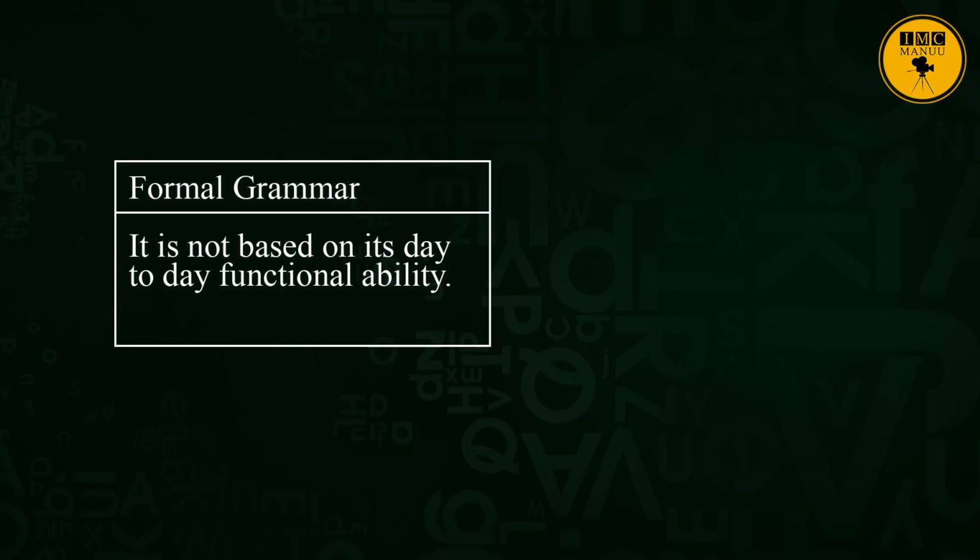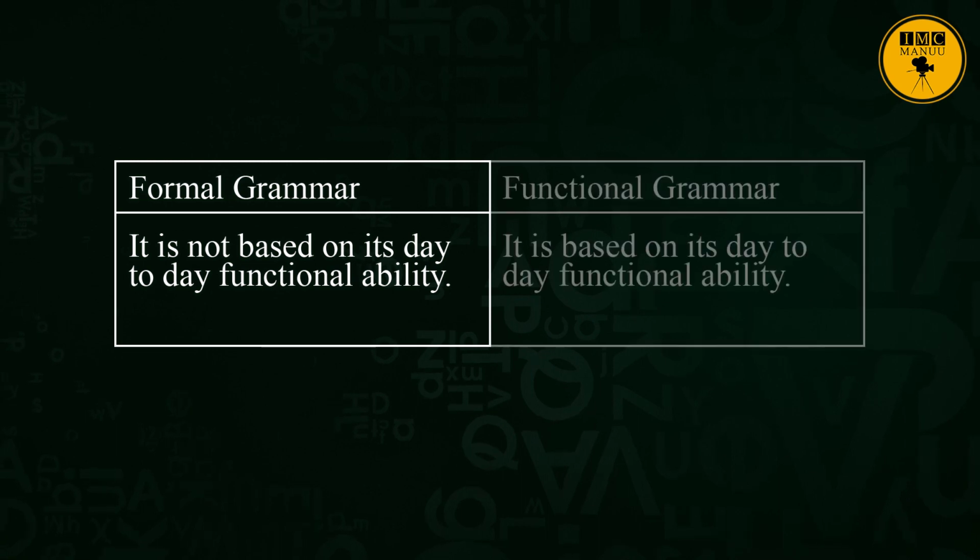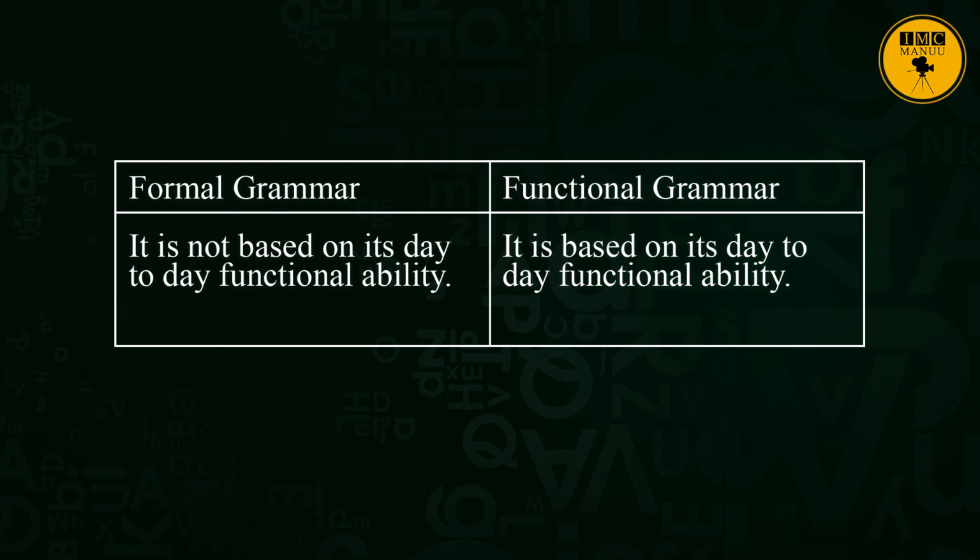Hence, functional grammar describes language in actual use. Formal grammar is not based on its day-to-day functional ability, whereas functional grammar is based on its day-to-day functional ability. As the focus of formal grammar is on rules of language, it does not have functional ability, whereas functional grammar focuses on use of language. That is why it has functional ability.